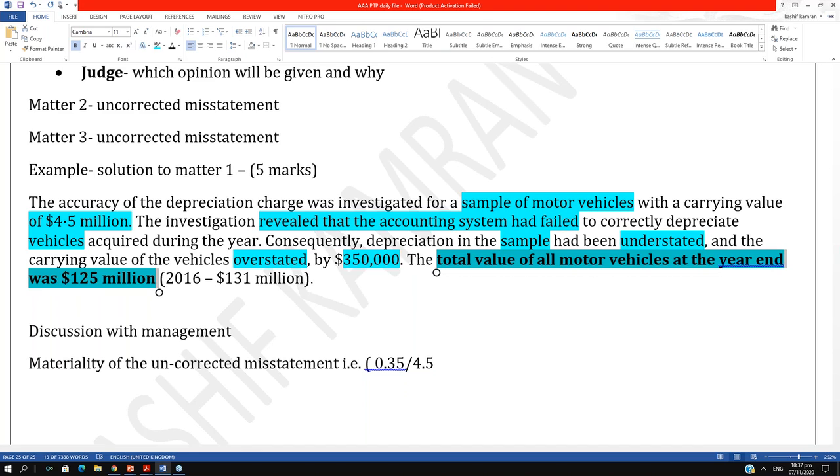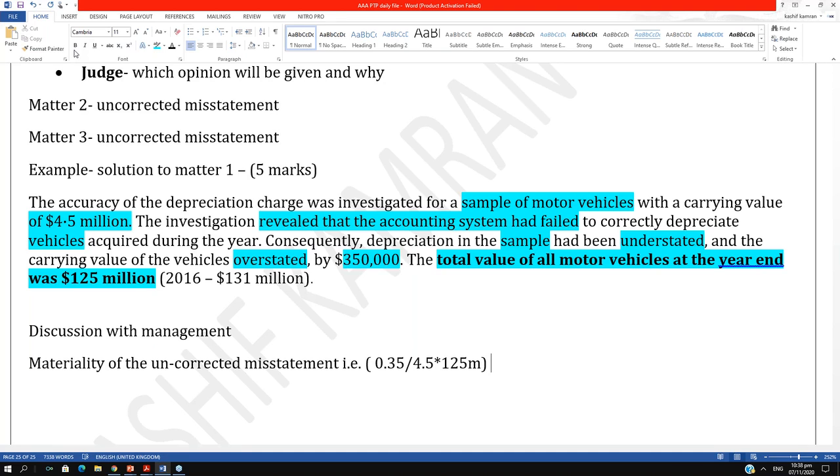Whenever the auditor finds a misstatement in a sample, I hope you all know the rule that you extrapolate the misstatement to the overall population. Whenever you find a misstatement in a sample, the auditor extrapolates it to the total population. So how much is the total population of the vehicles? 125. So 0.35 divided by 4.5 multiplied by 125 million is equal to how much in the overall population? $9.